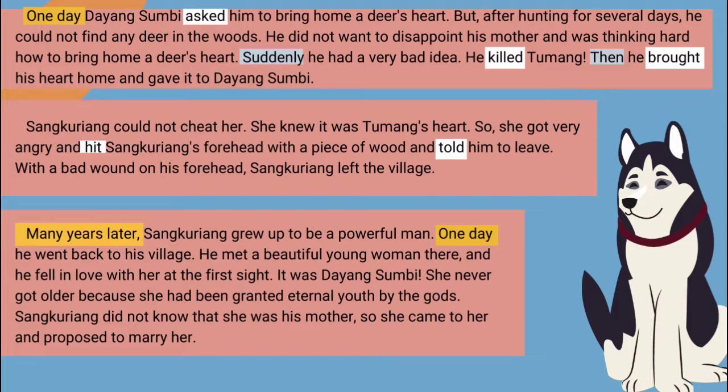Sangkuryang could not cheat her. She knew it was Tumong's heart. So, she got very angry and hit Sangkuryang's forehead with a piece of wood and told him to leave. With a bad wound on his forehead, Sangkuryang left the village.